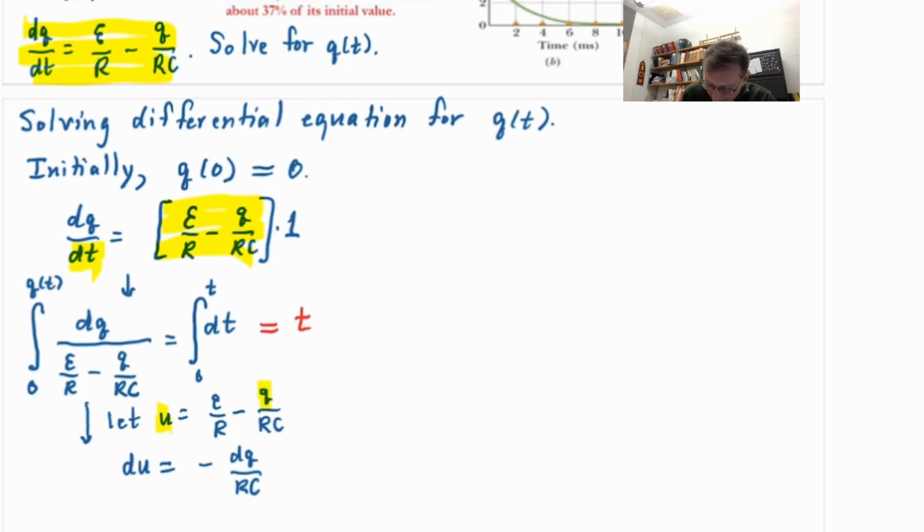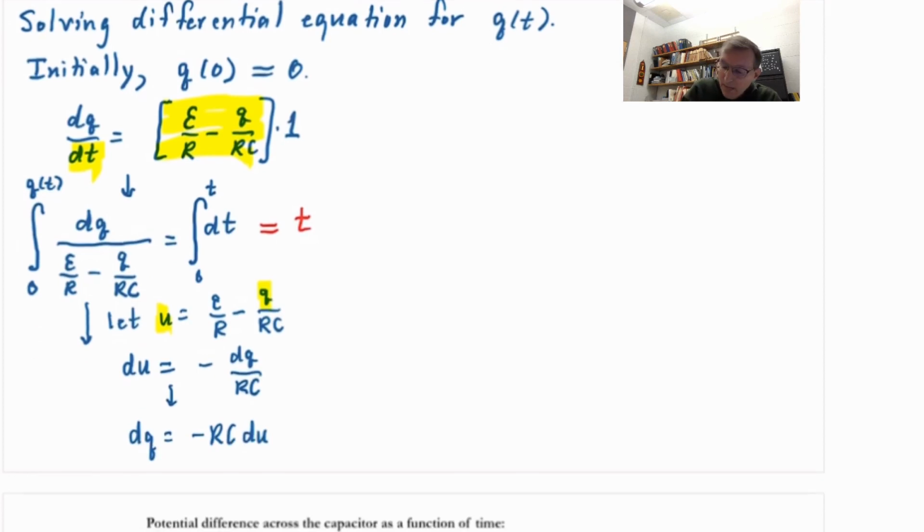Or to rearrange that, dQ equals negative R times C times du. Make sure that's visible. Okay? And then let me substitute that expression right there, minus R times C times du, for dQ, up there in the top.